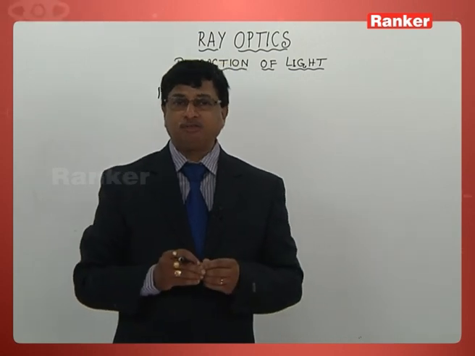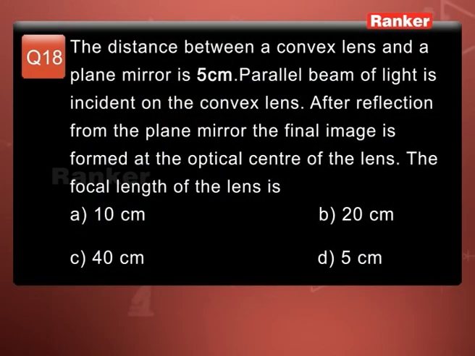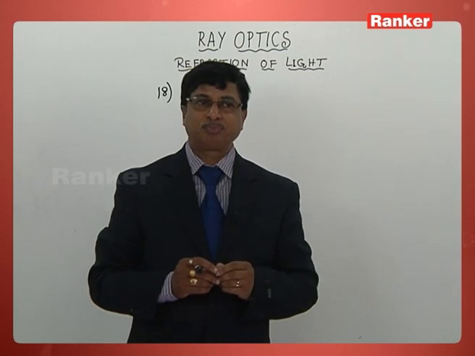Then what is he asking for? The focal length of the lens is how much? First option is given 10 centimeter. Second option is given 20 centimeter. Third option is given 40 centimeter. And fourth option is given 5 centimeter. What is the correct option out of the 4 we have to pick up?